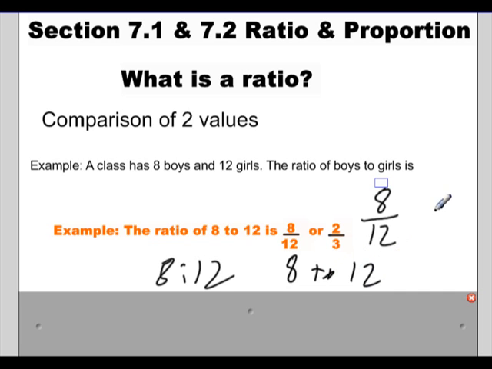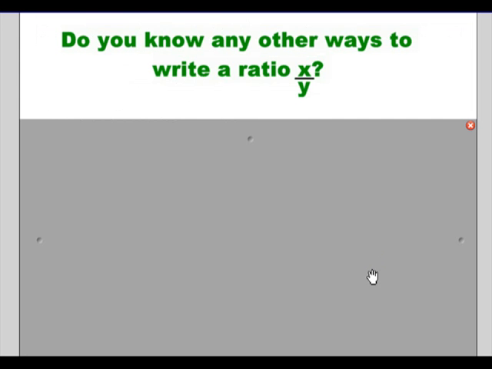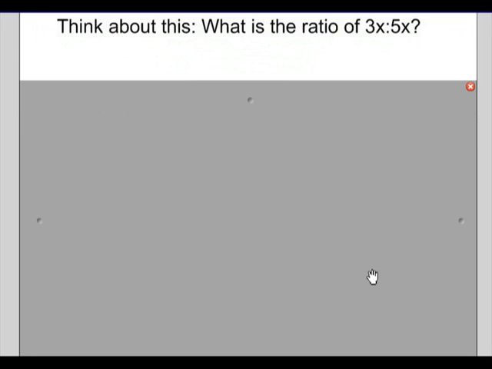But however you write it, you should remember to simplify, to reduce your fractions or just simplify your ratios. So in fraction form, that would look like 2/3. In colon notation, you would write 2:3, or 2 to 3. Okay, just covered that.